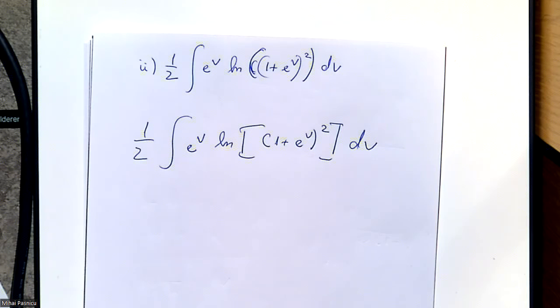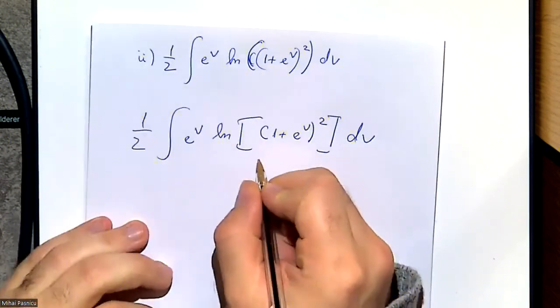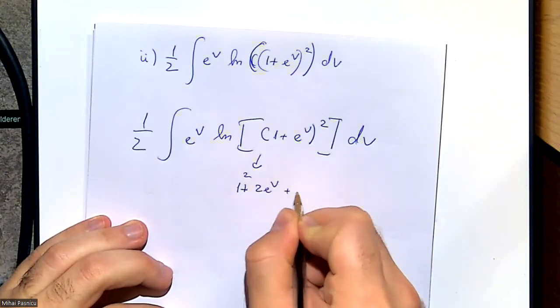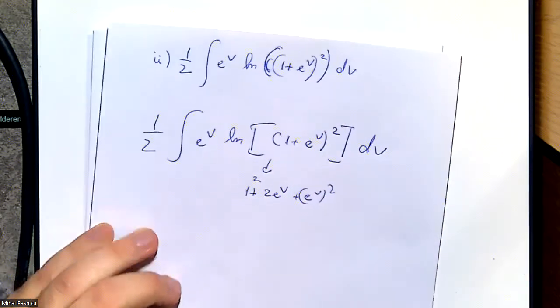Okay, any ideas? Any ideas how to solve this? Yes. Open the parentheses. So you said, right, this is basically 1 squared plus 2 e^v plus (e^v) squared, and then have the e^v as u?